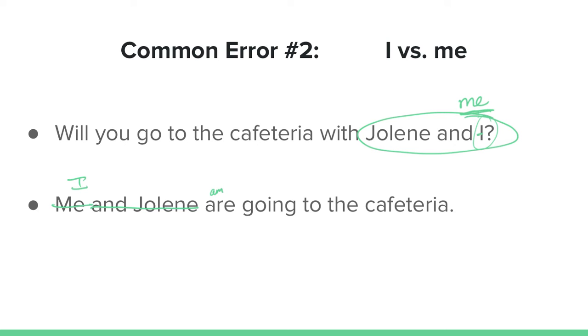Another thing we have to account for is politeness. Generally, you put the other person first in the sentence. So, should it be I am going to the cafeteria or me am going to the cafeteria? Well, it should be I. So this should be Jolene and I are going to the cafeteria.